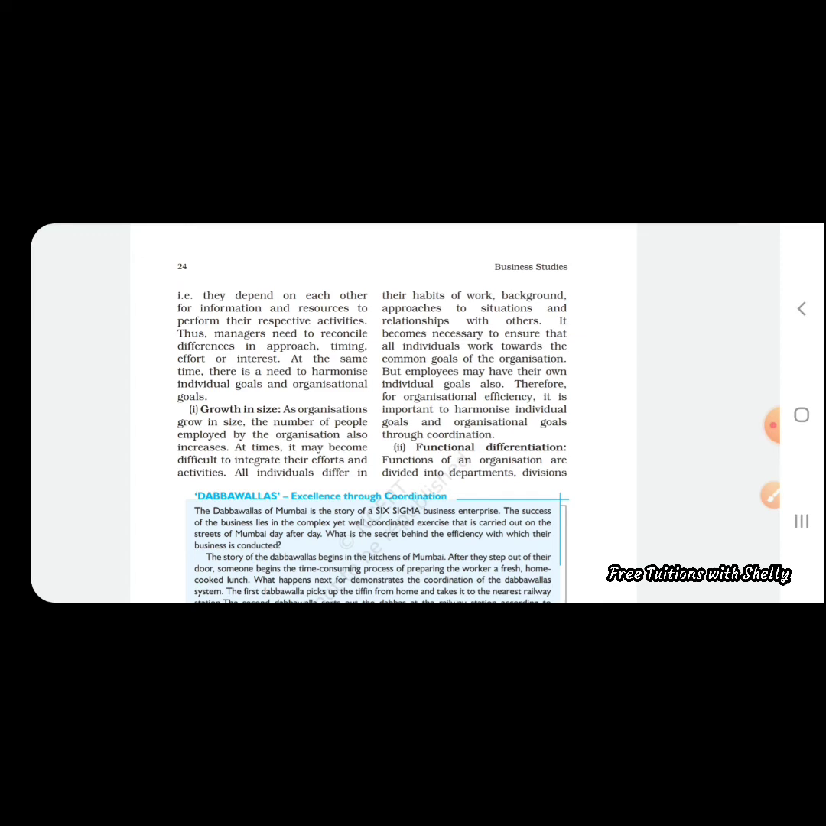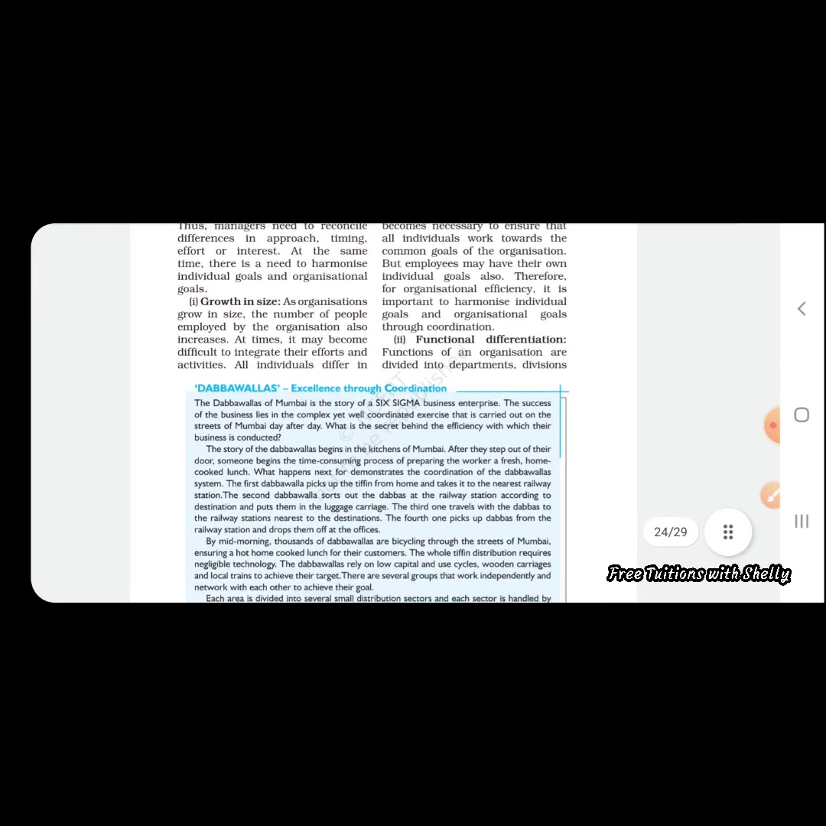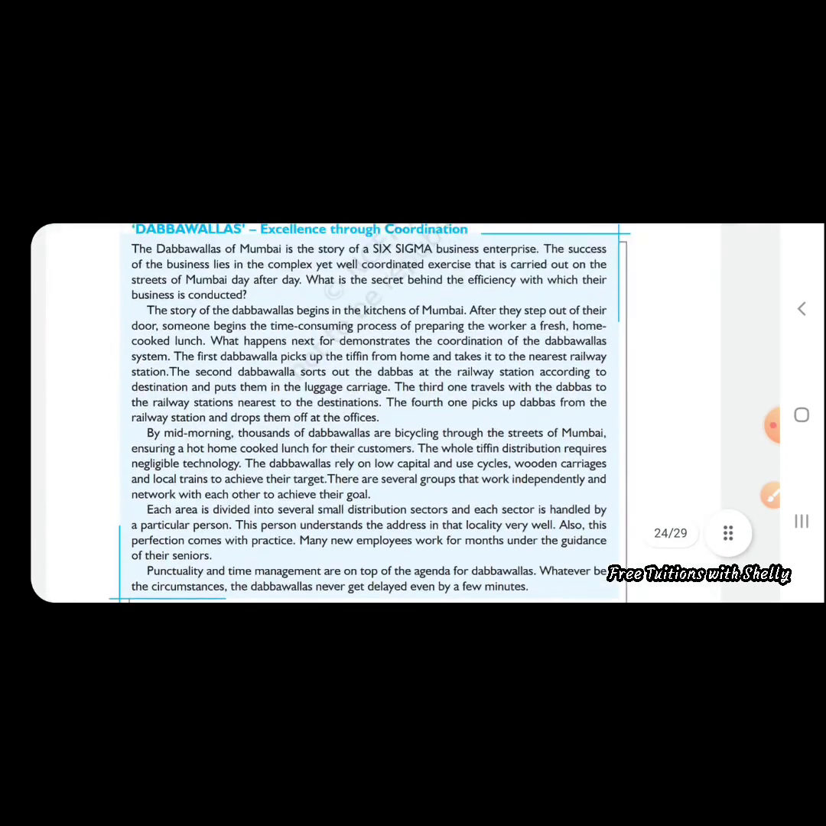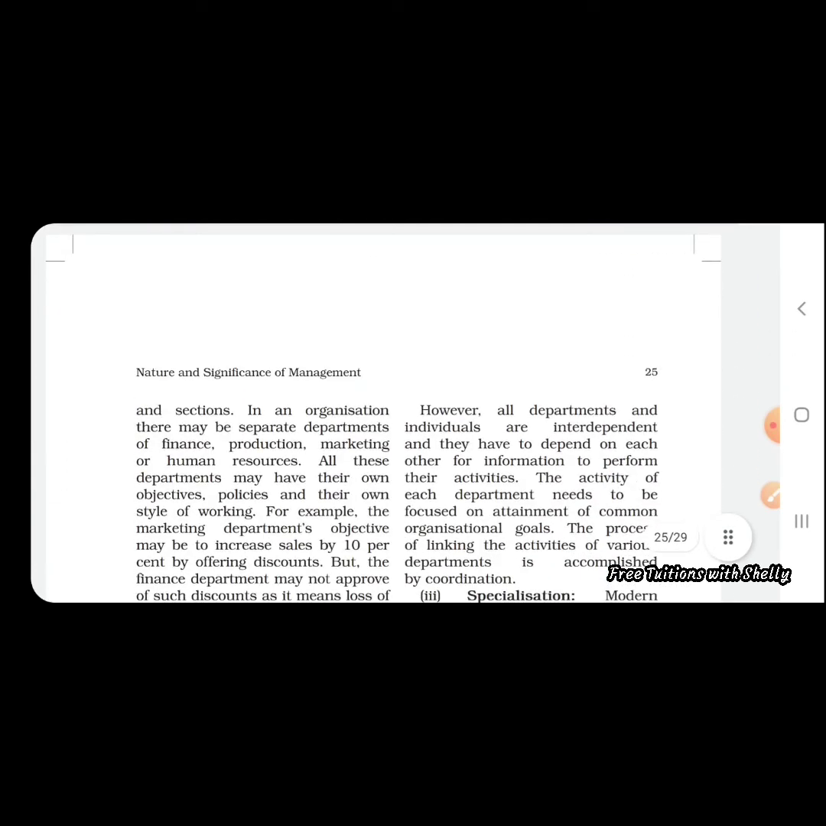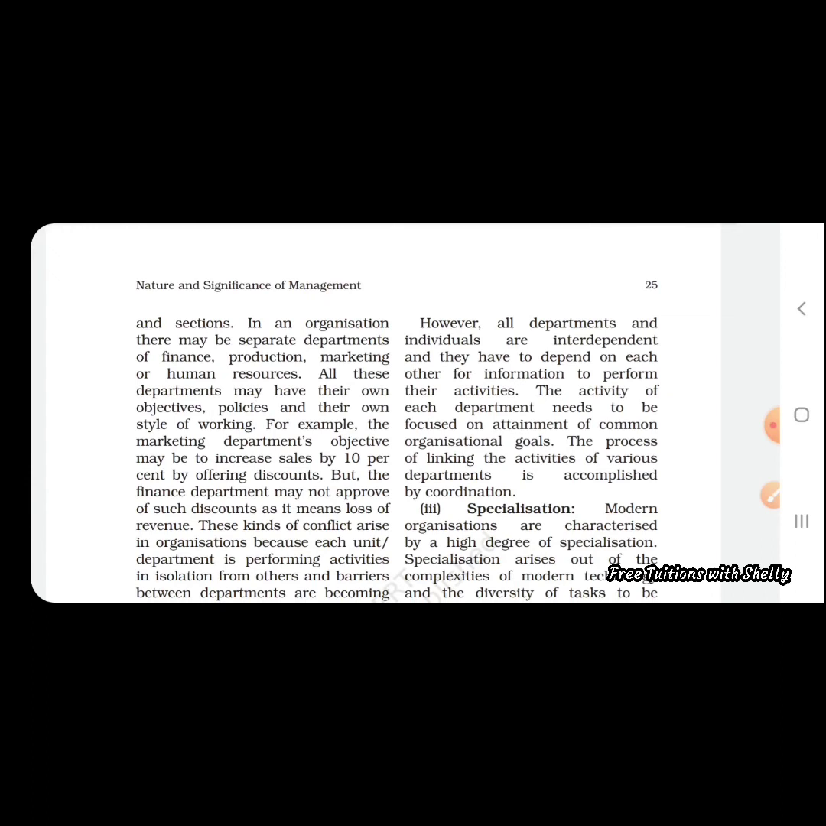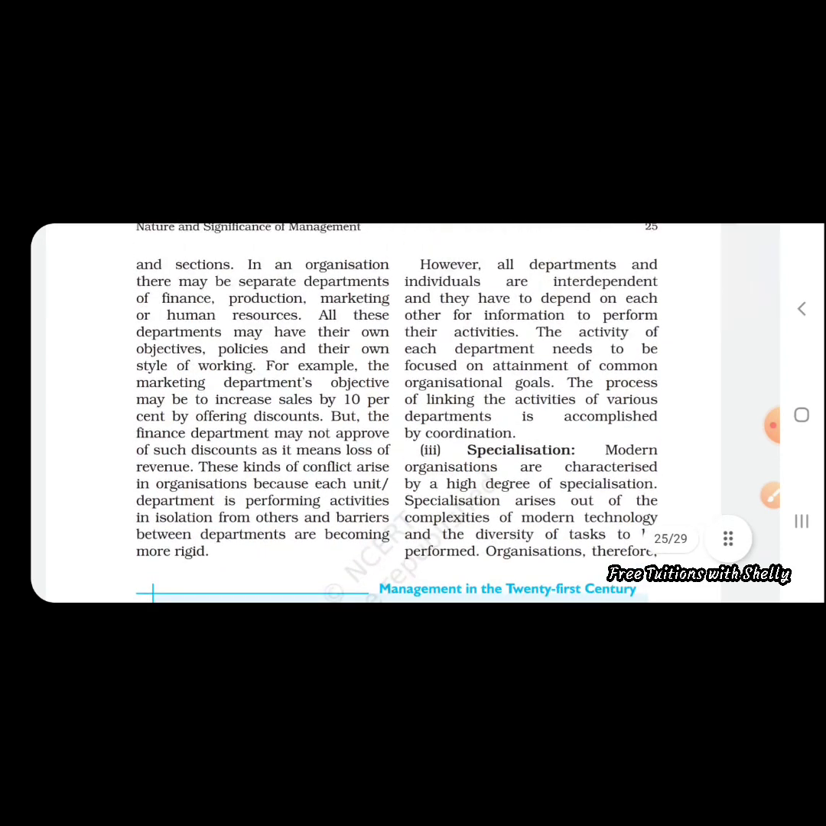Next is functional differentiation. Functions of an organization are divided into departments, different divisions. For easy working, for specialization, the functions of an organization are divided into departments, various divisions, sections. So one section must coordinate with the other section. Each department must coordinate with other department. Resources must be transferred from one department to other department. So for all this purpose, there must be understanding between different departments of the organization, and through coordination we can attain specialization. Modern organizations are characterized by a high degree of specialization. Through usage of modern technology, we can attain specialization in our work.